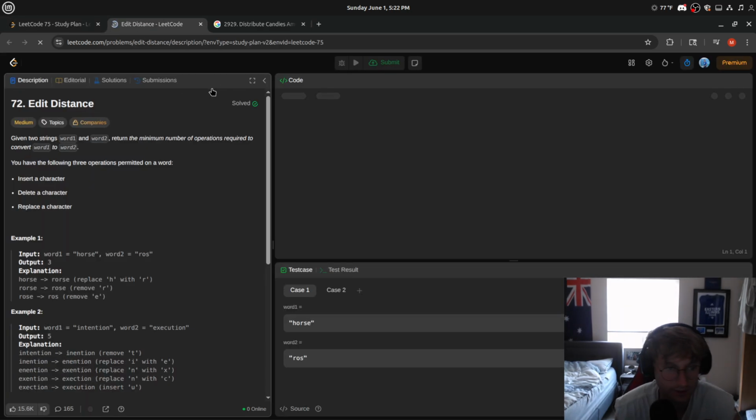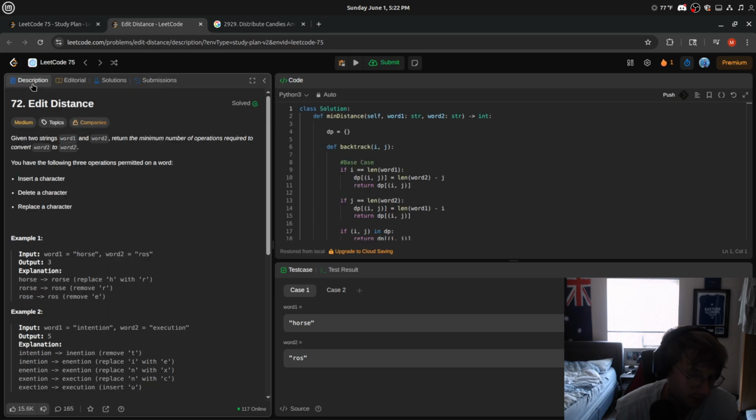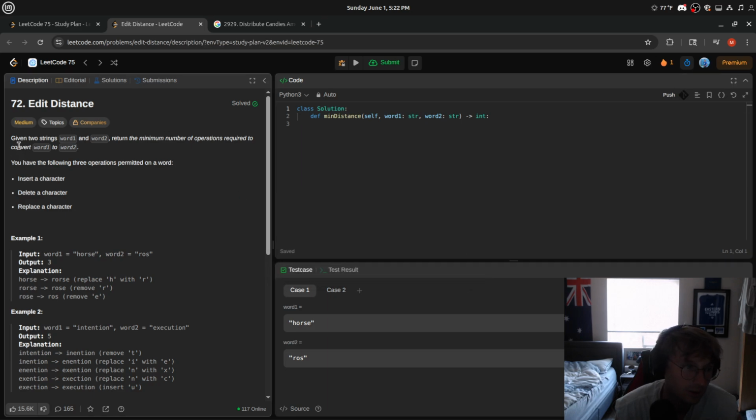Take a look at edit distance again. We solved this May 17th, so it's been about half a month. Let's reset this. Okay. Given word 1 and word 2, return the minimum number of operations required to convert word 1 to word 2. You have the following 3 operations permitted on a word: insert a character, delete a character, replace a character.